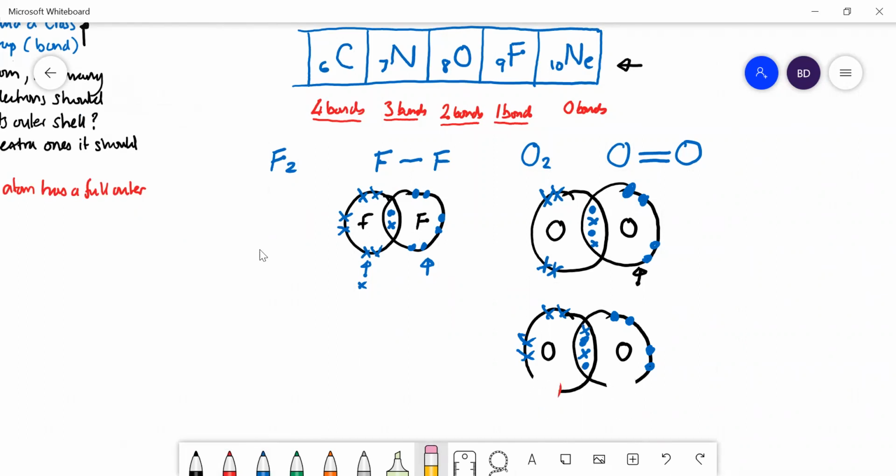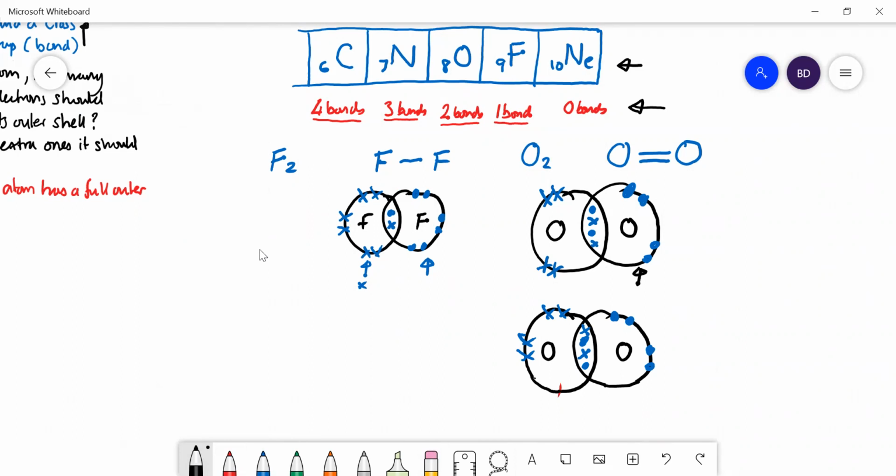Okay, and then that works. Each oxygen would think it's got 8 electrons in its outer shell. So that's maybe another way of doing it. But I think it's probably easiest just to remember how many bonds each element from each group forms.